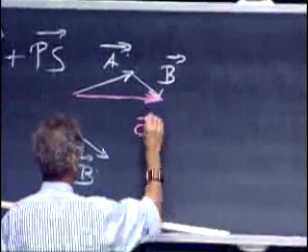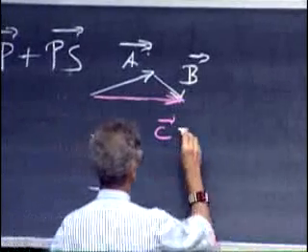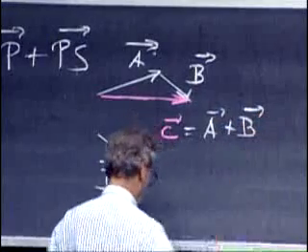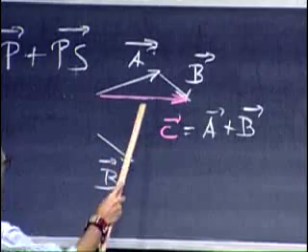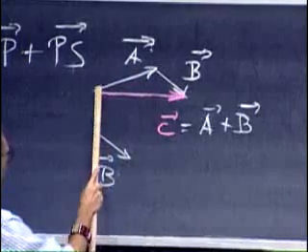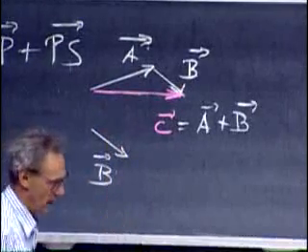This vector C equals A plus B. That's one way of doing it. It doesn't matter whether you take the tail of B to the head of A, or whether you take the tail of A and bring it to the head of B. You will get the same result.